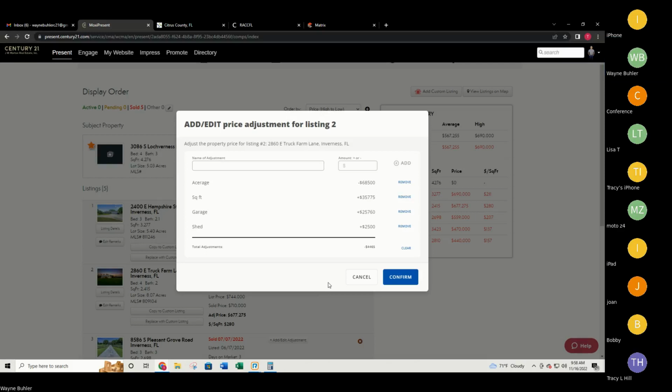Can I say something? Absolutely. If you're familiar with the Marshall and Swift replacement cost, which is on this computer, you can go into segregated costs to find out what your numbers would be if you want to do it individually.